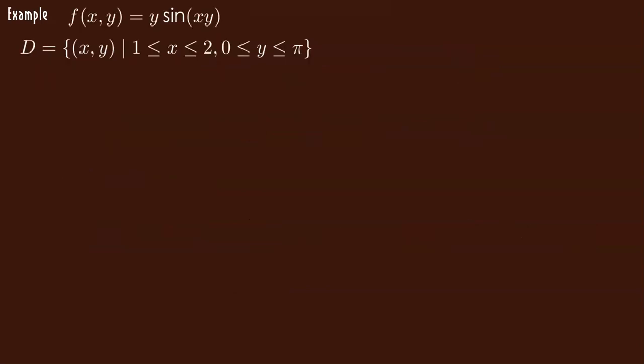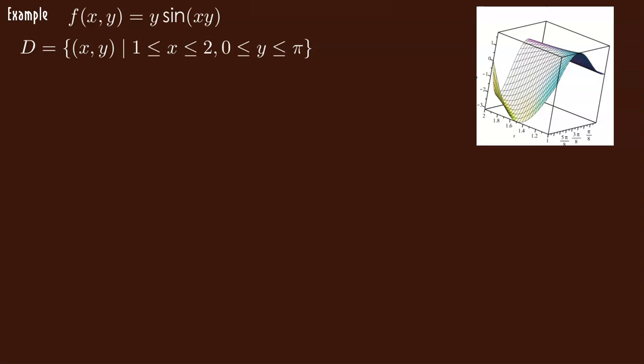Here we have y sine of xy. I want my x to go between 1 and 2, and my y to go between 0 and pi. This function looks like this. Notice I have some negative parts of this, so they're going to cancel out with the positive parts. Let's see what we get.